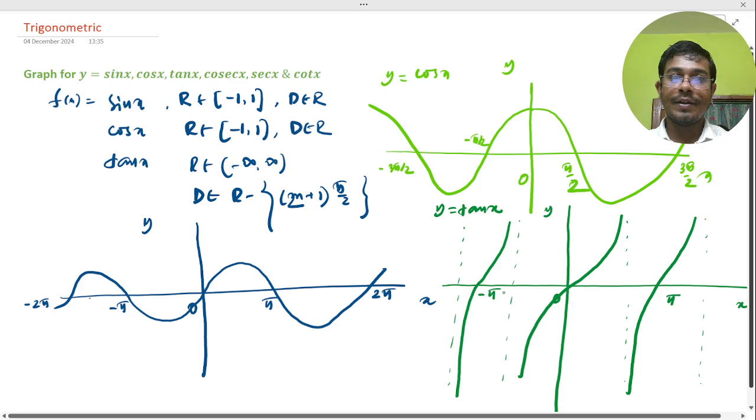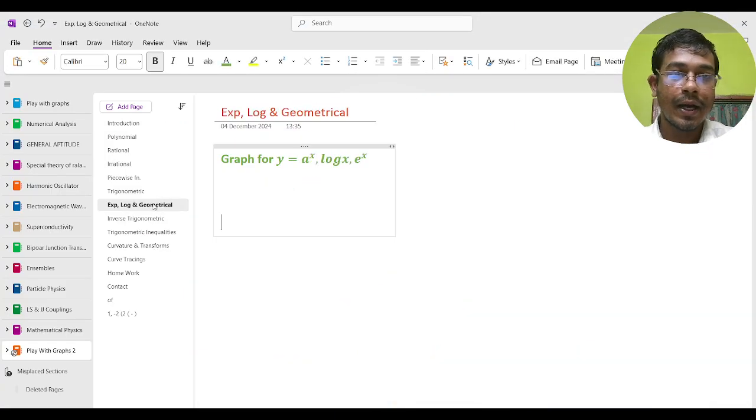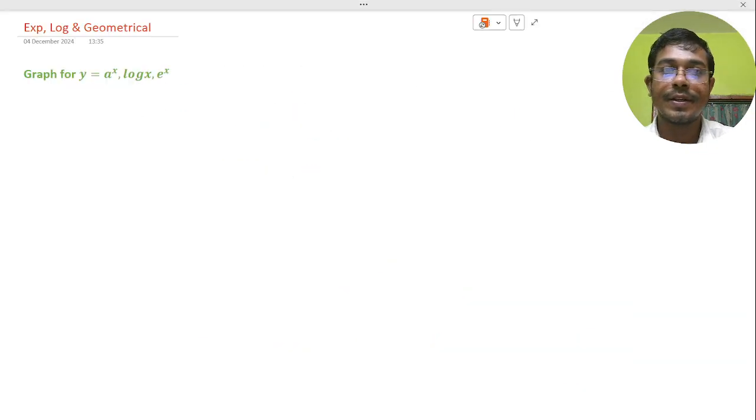So we have deduced sin x, cos x, tan x, and for homework, do the reciprocal functions cosec x, sec x and cot x. Go ahead, our topic here: the graph for the exponential function and the logarithmic function.